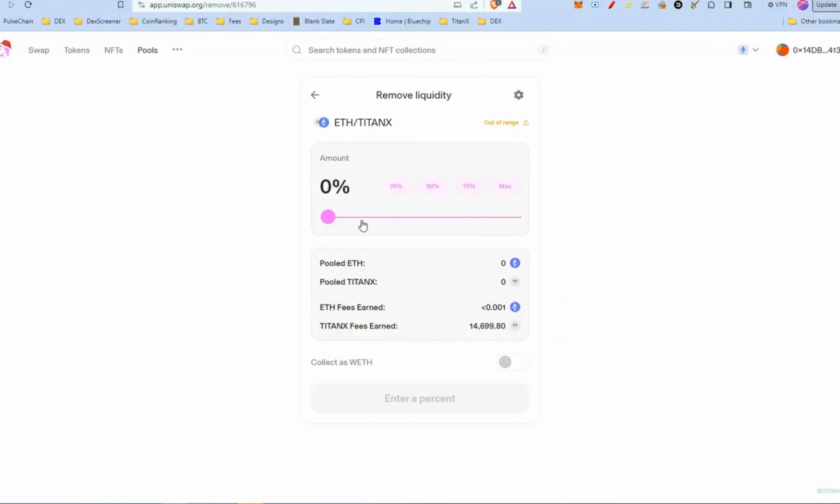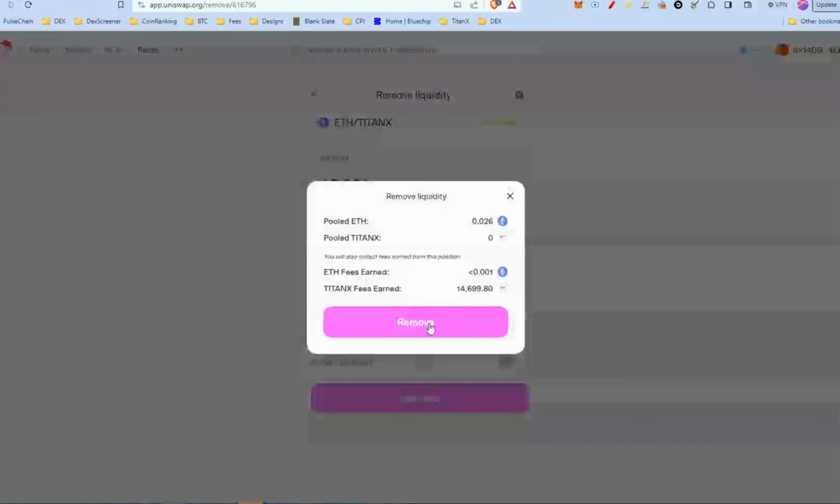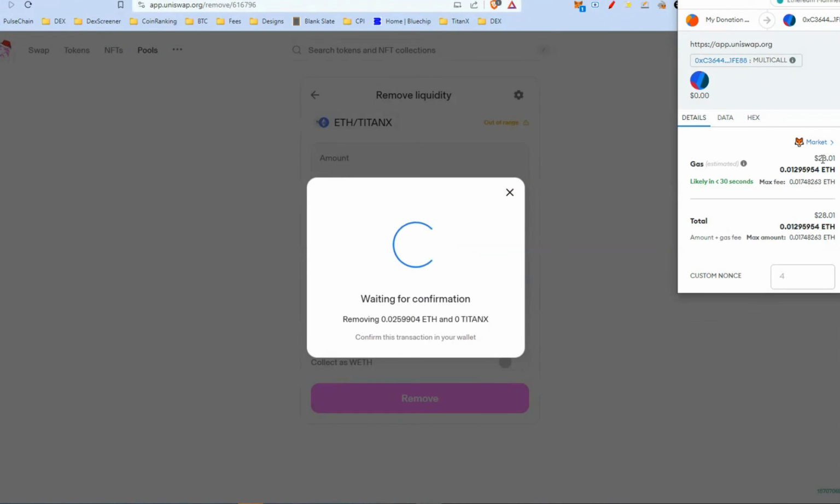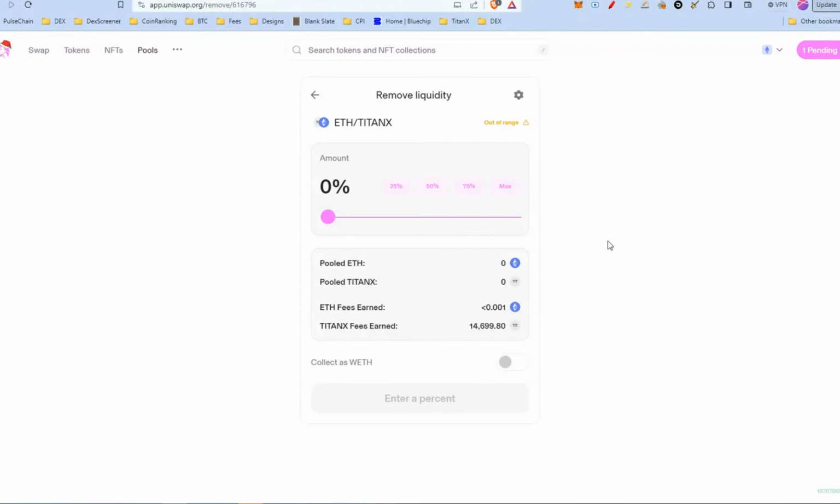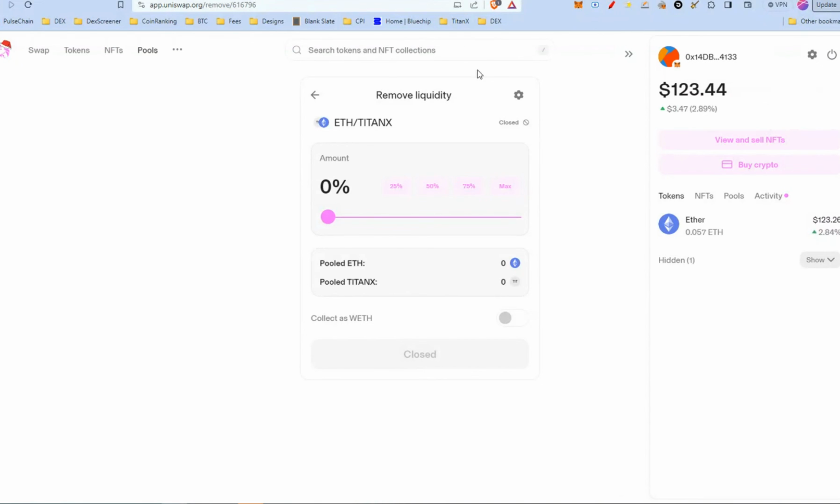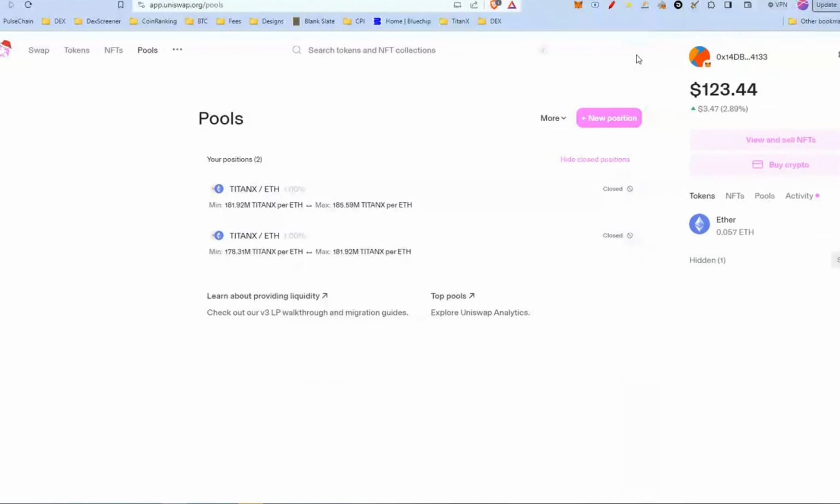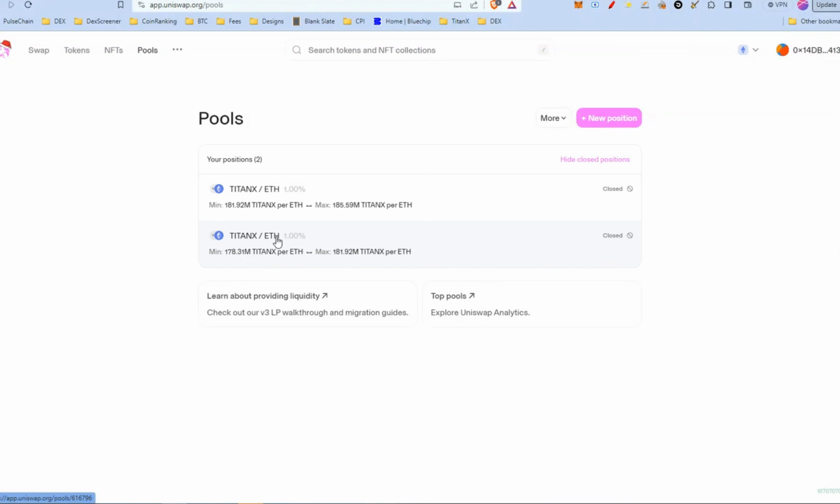I'm going to click remove liquidity 100%, then remove liquidity. As you can see, it's $28. So economically, that did not make sense whatsoever. But still, for you guys to learn, I think it's worth it. Still pending, and I have successfully removed liquidity. So we're gonna go back now, and you can see that both positions have been closed.